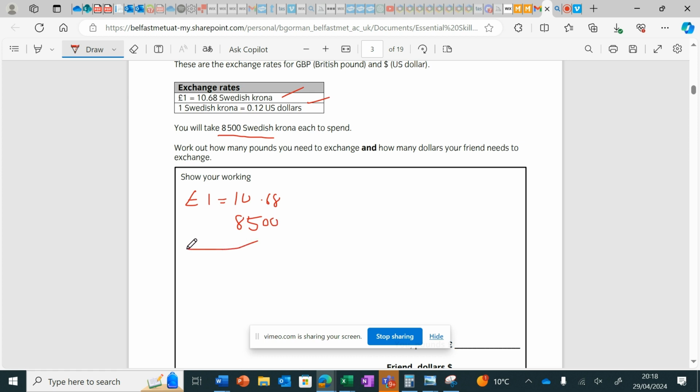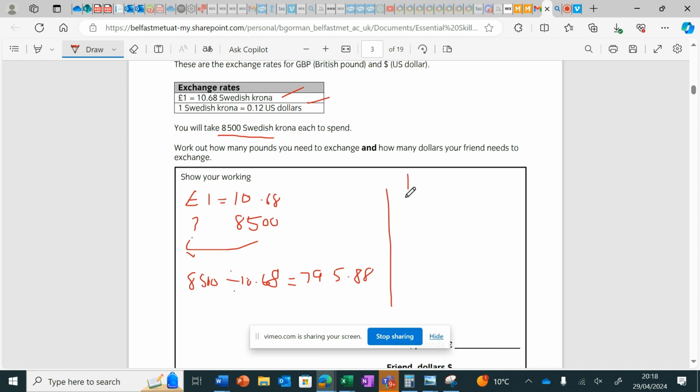Right. As I'm going back on myself, because my answer is going to be over here, I am dividing. If we're in reverse in maths, we're dividing. Also, I expect the answer over here to be roughly 10 times smaller, as this number is roughly 10 times smaller than the number over here. So we'll take 8,500 and we'll divide it by 10.68 on a calculator. So 8,500 divided by 10.68 equals 795.88.